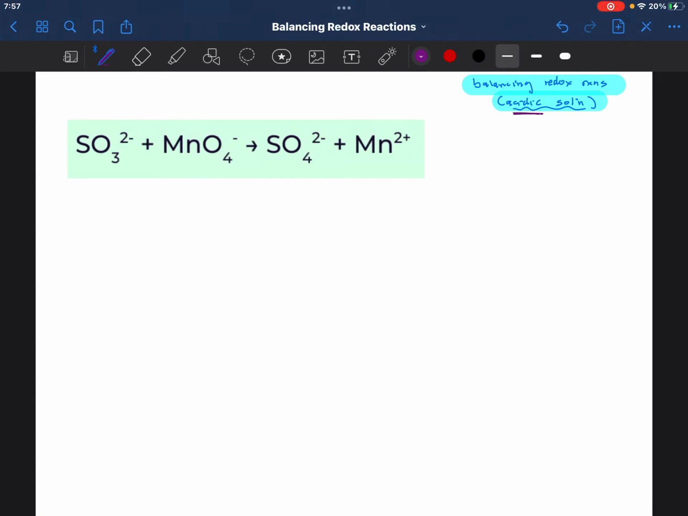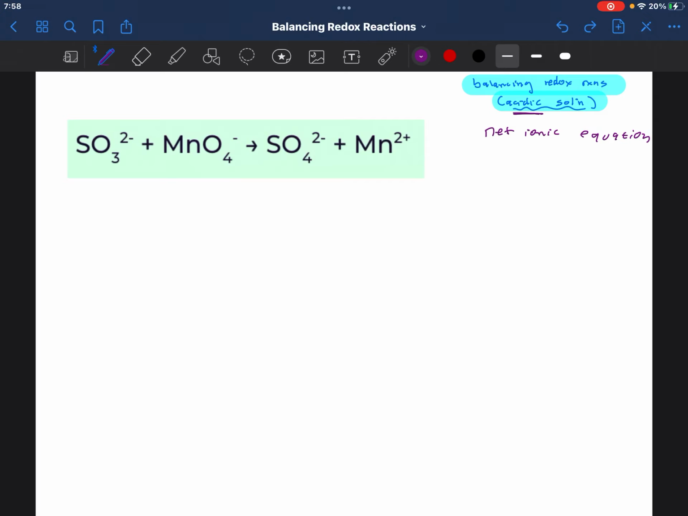All right, so we have this example of SO3 2- plus MnO4- yields SO4 2- plus Mn2+. Notice we have a net ionic equation. In the true reaction, there are spectator ions attached to all of these ions here, but in order to balance, we don't actually need to deal with the spectator ions, just the things being oxidized and reduced. All right, so let's dive in.